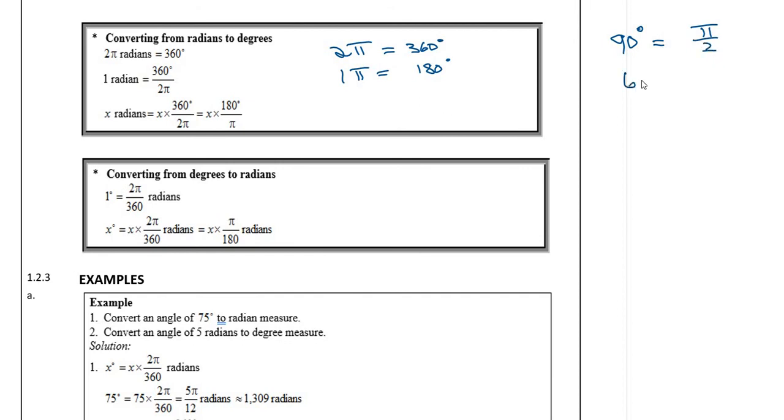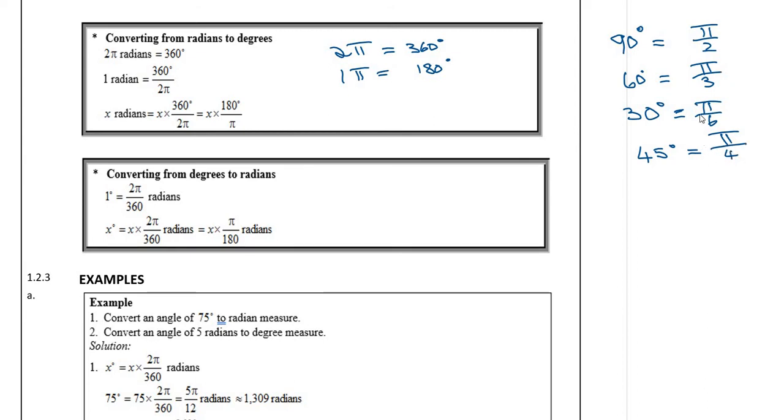What will 60 degrees be? Pi over 3, good. What will 30 degrees be? Pi over 6, good. 45 degrees? Pi over 4. Okay, we got that now, ne?